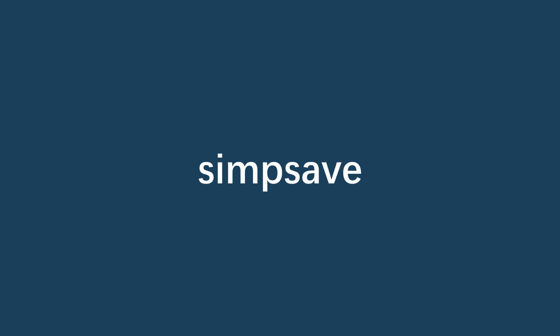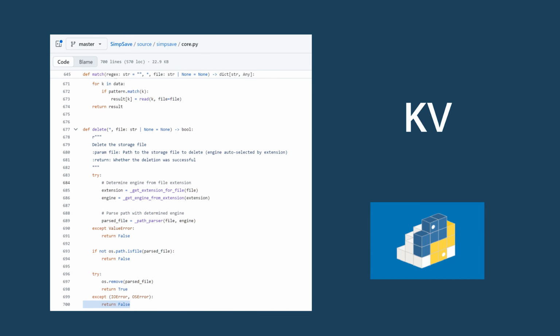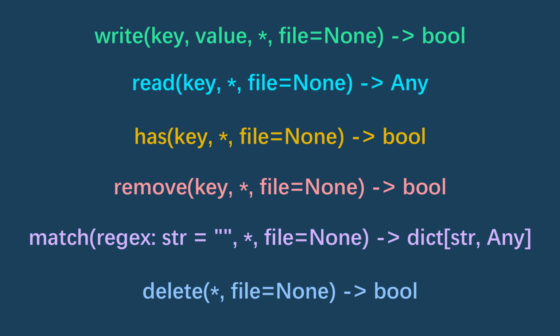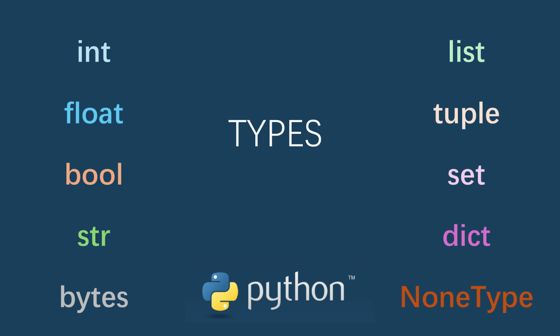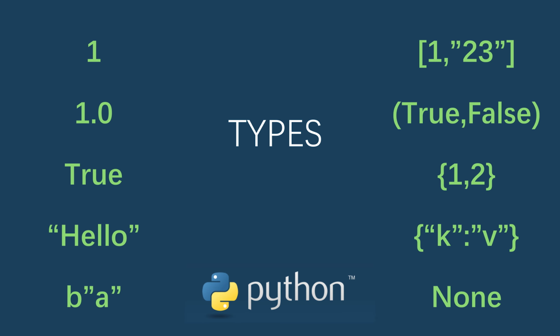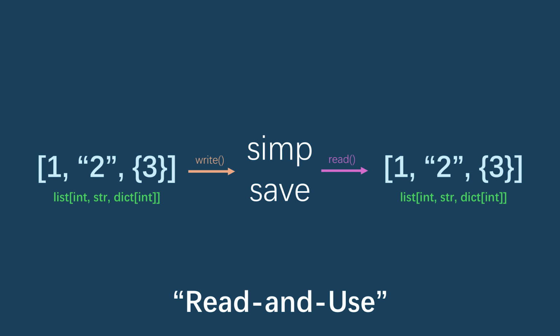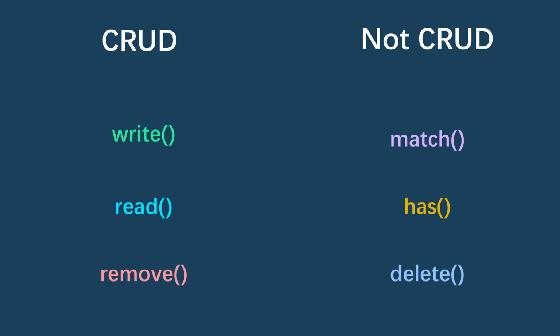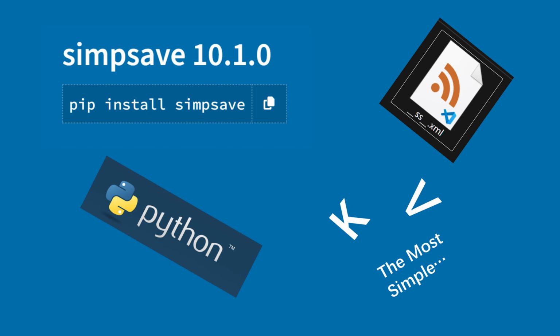Introducing SimpSave. As the name suggests, SimpSave is a featherweight, key-value storage Python library that provides an extremely simple, clear, and easy-to-use functional interface, supporting storage of Python basic type values. Most critically, it implements read-as-you-save, meaning whatever type you store in is the type you get out, with common basic functionalities encapsulated, making it nearly the simplest storage solution.